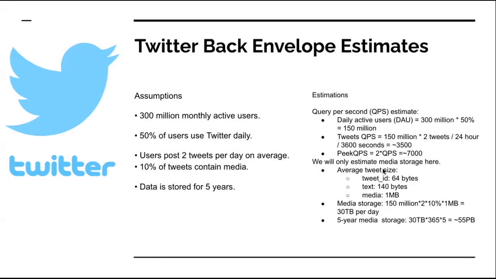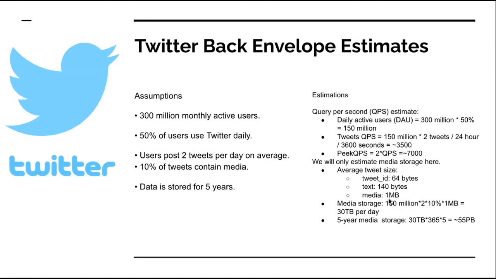Now I have to estimate my data storage based on this. I can say the tweet ID of each particular tweet is 64 bytes. The size of the text would be 140 bytes, since we allow 140 characters in a tweet. And then the media size, generally the files we upload, we are talking about average here, would be 1 MB.